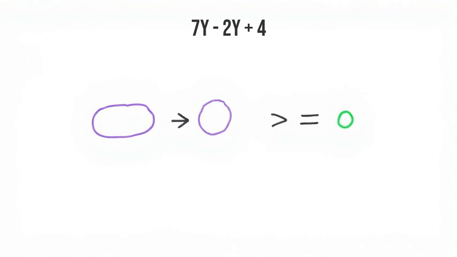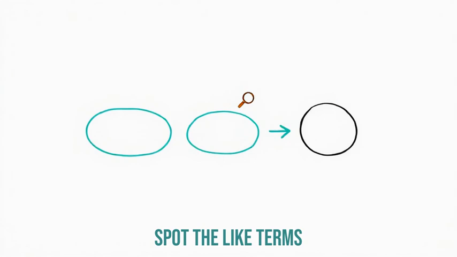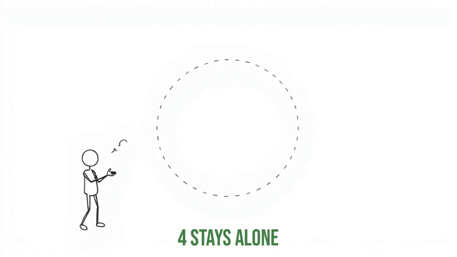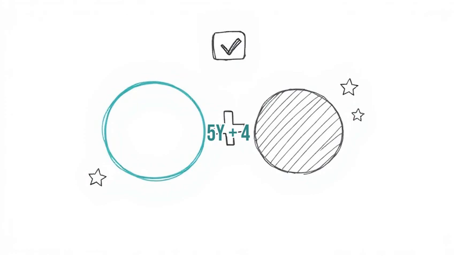Let's try a trickier one, 7y minus 2y plus 4. First, spot the like terms. Here that's 7y and 2y. 7 minus 2 is 5, so those two combine to make 5y. The 4 has no matching term, so it just stays on its own. That gives us a final simplified answer of 5y plus 4.